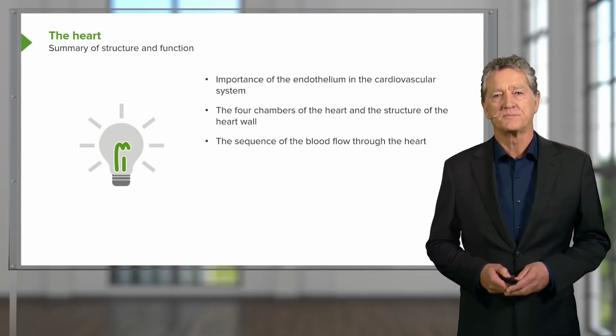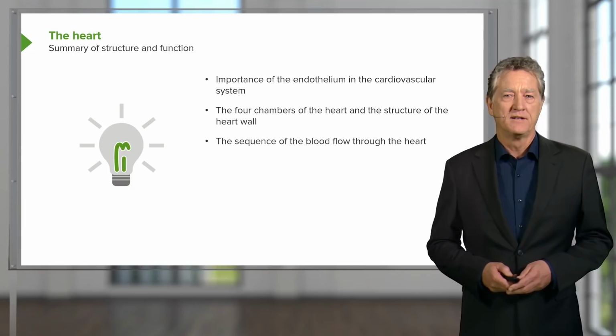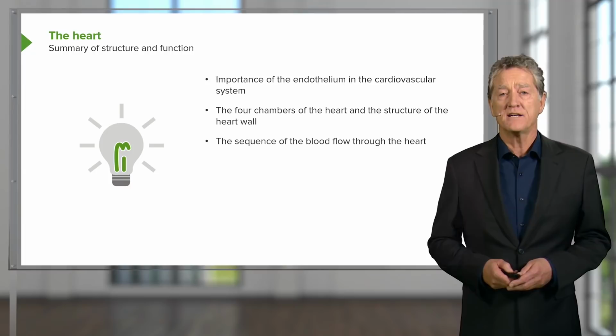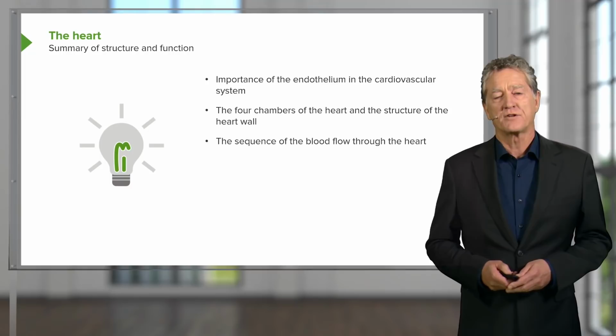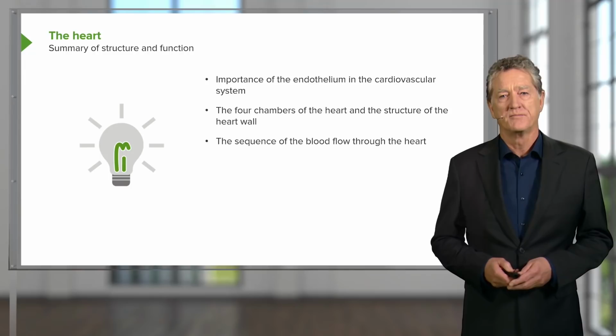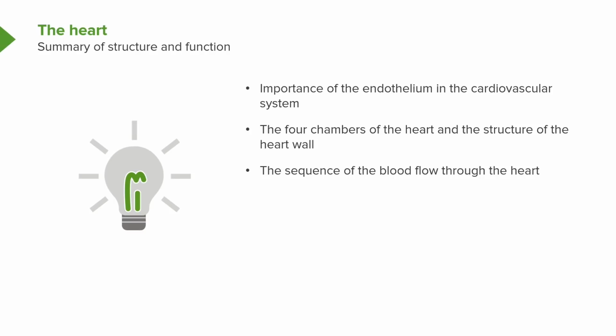Of course, the heart is structured in such a way that it is able to pump blood, first of all, to the lungs to be oxygenated, to then receive that blood back and pump that oxygenated blood to the rest of the body. So the structure of the heart is a very important concept to understand. It's also very important to understand the sequence of blood flow through the heart, because as I said a moment ago, the heart is structured in such a way that the sequence of blood flow through the heart is highly coordinated. And without that proper sequence of blood flow from the heart, then we would not have the ability to oxygenate our blood and to carry oxygenated blood to the rest of the body.